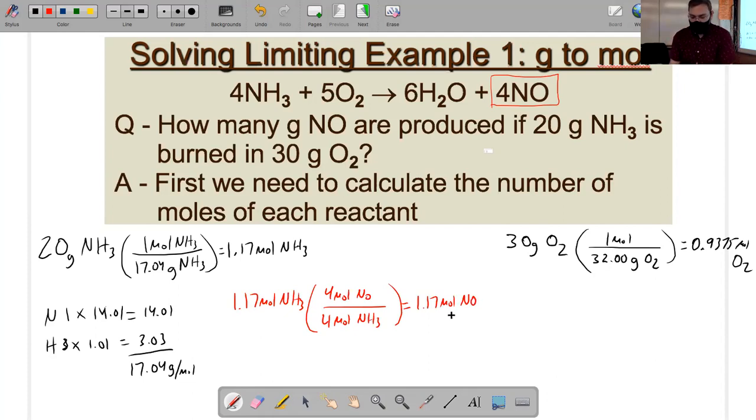With the amount of oxygen you have, if I write the 0.9375 mole of oxygen, when you use a mole ratio from the equation, for every 5 moles of oxygen, you get 4 moles of NO. Now the math is 0.9375 times 4 divided by 5, which is 0.75.